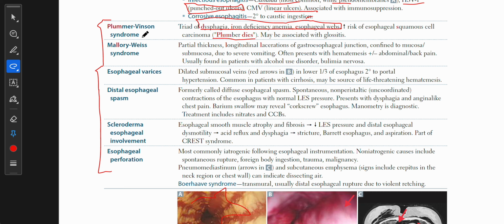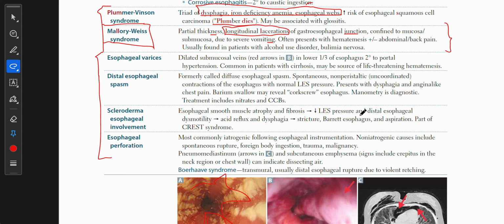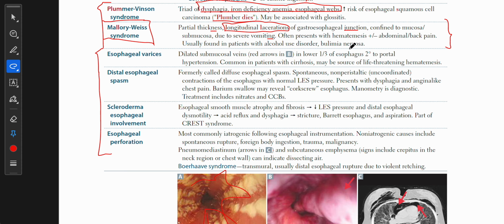Mallory-Weiss. This is very important, a very high yield point for USMLE First Aid Step 1. You have to remember this at any cost. It is partial thickness or longitudinal lacerations. This is what you have to remember. LL. Mallory has 2 Ls. Those 2 Ls signify longitudinal lacerations of the gastroesophageal junction confined to mucosa and submucosa due to severe vomiting. Often presents with hematemesis, with or without abdominal and back pain. It is usually found in patients with alcohol use disorder and also bulimia nervosa.